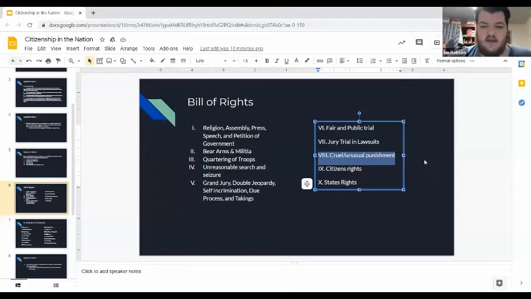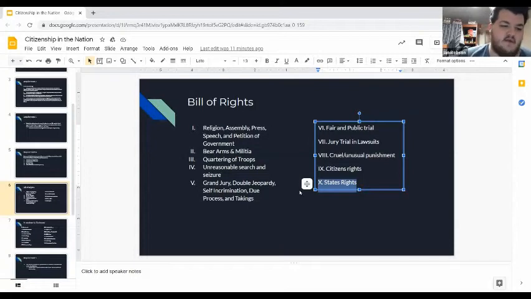Then we go to the Ninth Amendment, which is citizens' rights, basically meaning that there's parts of the Constitution that shall not be denied or disparaged to other people. Life, liberty, the pursuit of happiness, certain rights that, no matter what anyone tries to do, can never be taken away. And then to finish off, the Bill of Rights, which is the first 10 and only amendments that can't be changed in the Constitution.